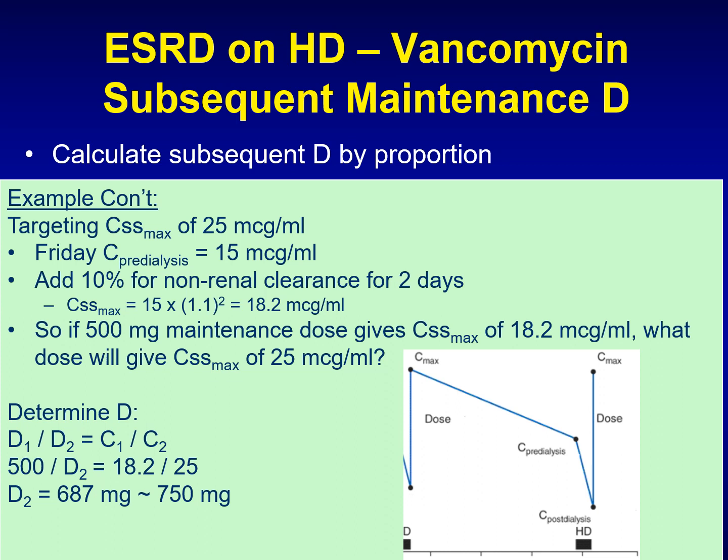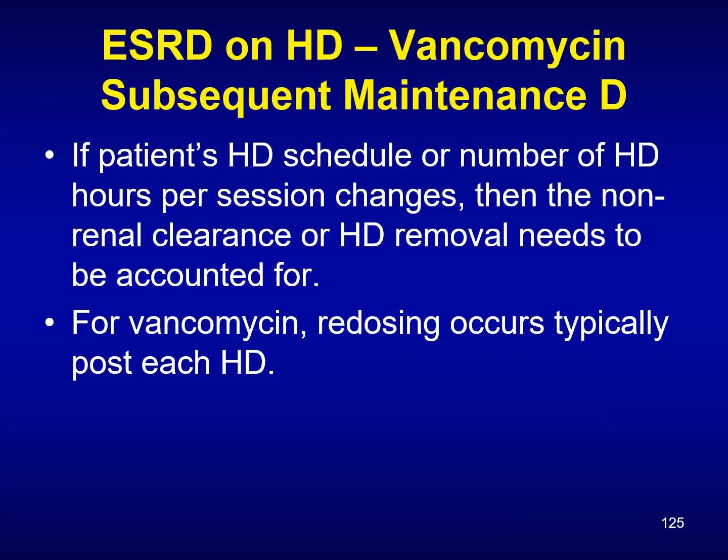From here on, assuming the patient's hemodialysis schedule doesn't change and maintains, let's say, Monday, Wednesday, Friday, then after every hemodialysis, and assuming they get the same number of hours of dialysis as this time, they should only require 750 milligrams. Of course, if the patient's hemodialysis schedule or number of hemodialysis hours per session changes, then the non-renal clearance or hemodialysis removal needs to be accounted for. For vancomycin, redosing occurs typically post each hemodialysis session.